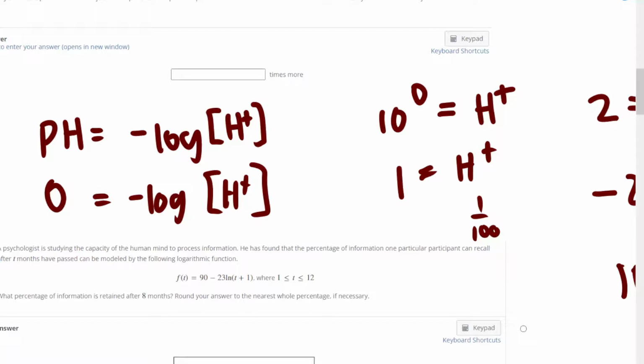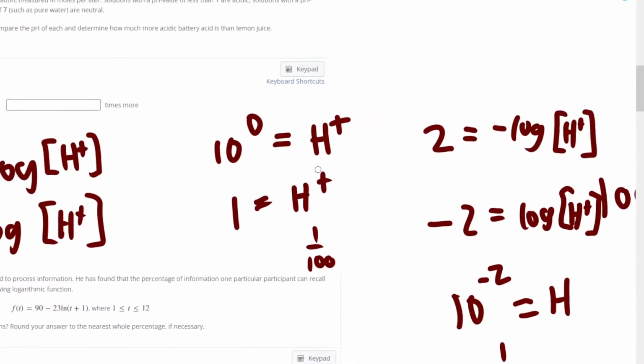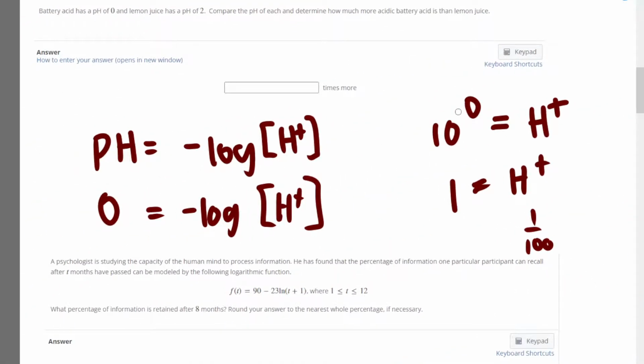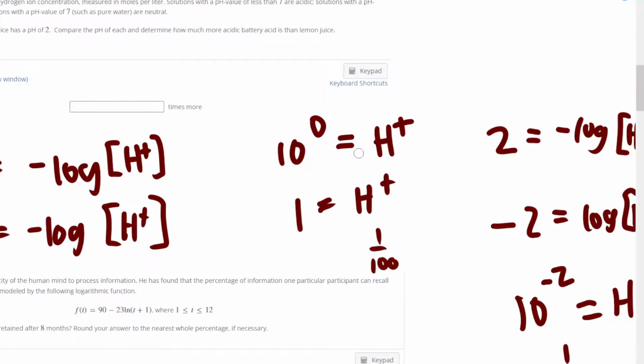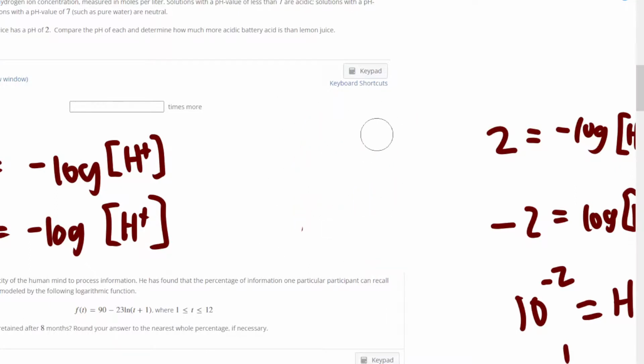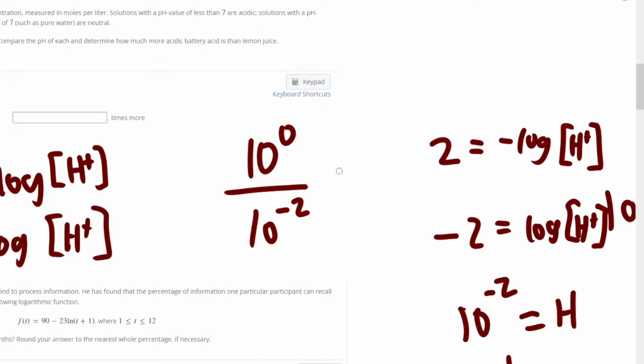We want to know how much more acidic the battery acid is than our lemon juice. And we can figure this out by dividing the hydrogen ion concentration of the battery acid, the more acidic substance, by the concentration of our lemon juice. So it's going to look like 10 to the 0 over 10 to the negative 2, which, since we have a negative 2 on the bottom, we can flip it up to the top. So 10 to 0 minus 2 is equal to minus 2. 10 to the second is equal to 100. So it is 100 times more acidic.